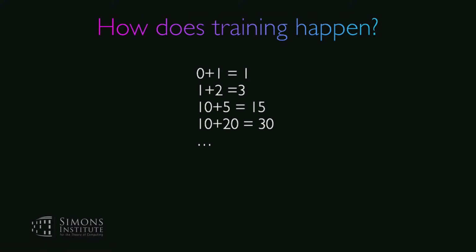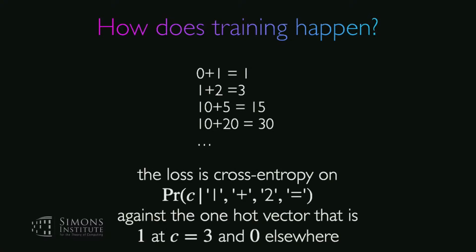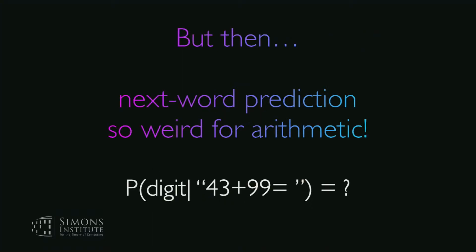So how does training happen to teach the models how to add? We just give a bunch of addition examples, and we train the model to output the correct answer with high probability. But sometimes it feels a bit weird to do this for an arithmetic task.